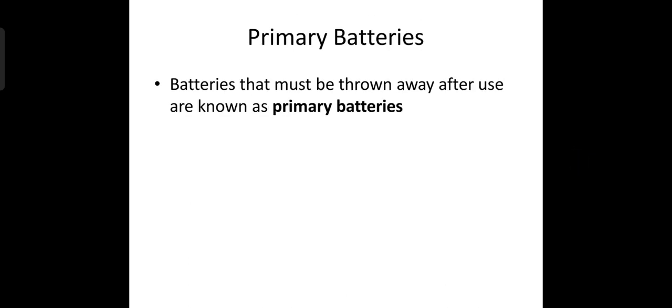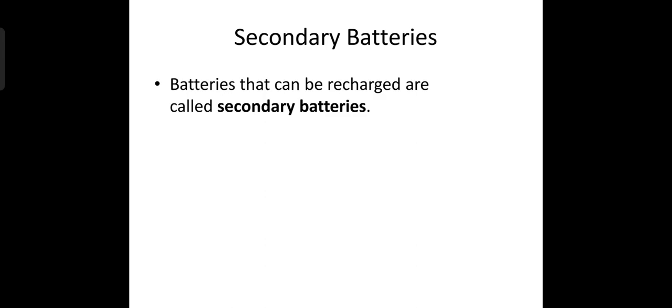The batteries have some types. First one is primary batteries. So what are primary batteries? Batteries that must be thrown away after use are known as primary batteries. And secondary batteries, what about secondary batteries? Secondary batteries are batteries that can be recharged, for example, our mobile phone's battery. And a primary battery example is our cell battery.